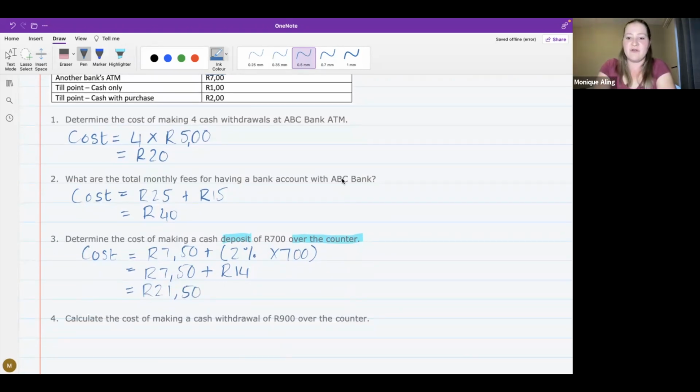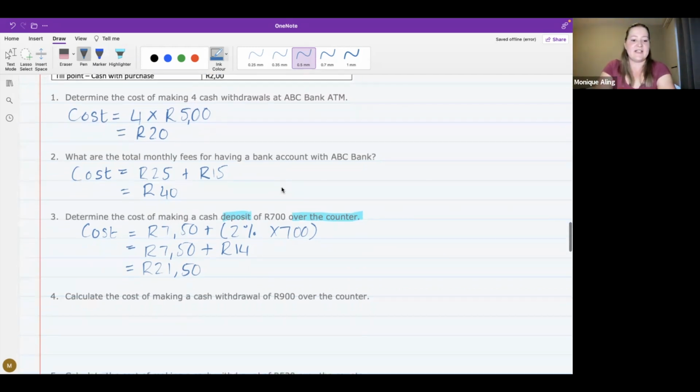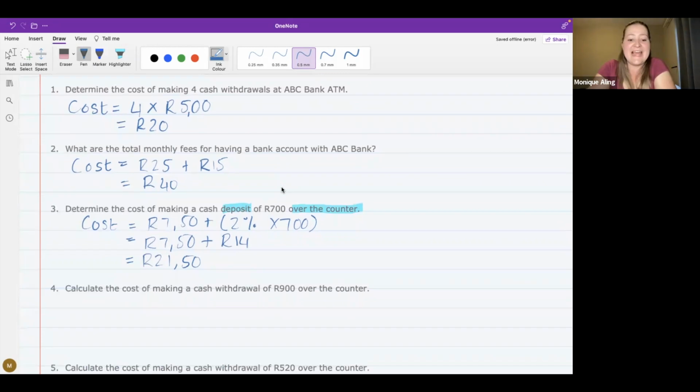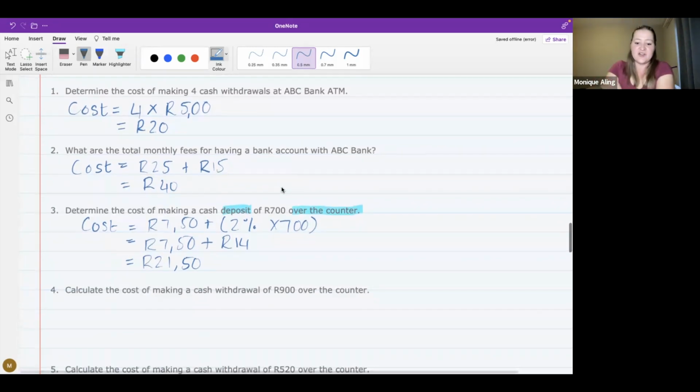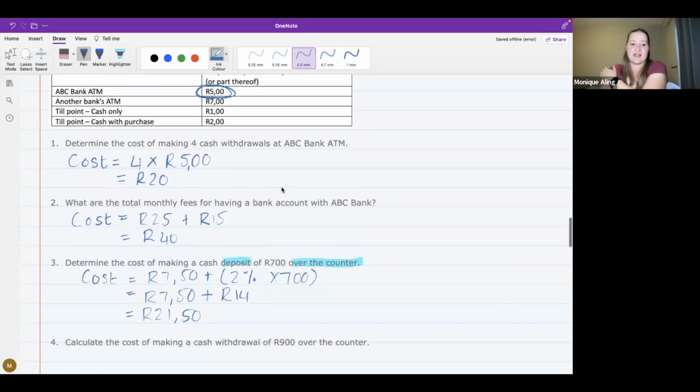Nice. Okay, cool. Everyone got that right. Well done. Okay, let's have a look at the next one. Calculate the cost of making a cash withdrawal of 900 Rand over the counter. Cash withdrawal of 900 Rand over the counter.